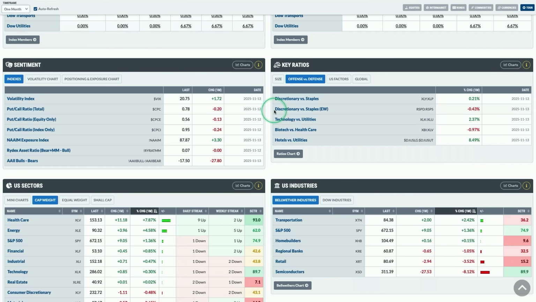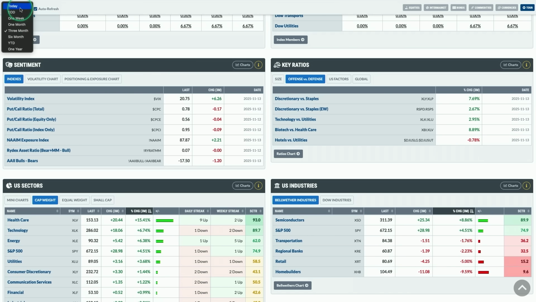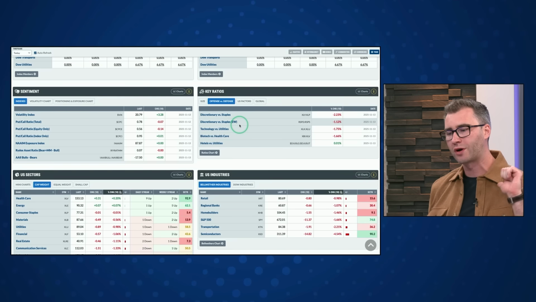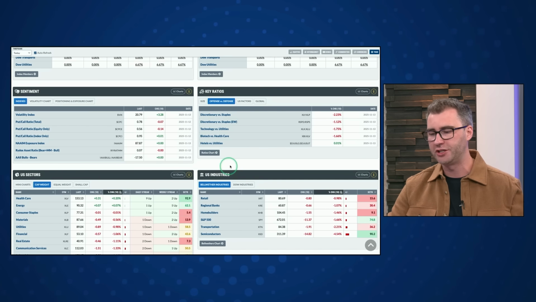So if we wanted to think about, for instance, how some of those key ratios have performed over the last 1 month, over the last 3 months, we can use that time frame menu right there. I'm keeping a close eye on these key ratios, though, to understand how this market, what's kind of the flavor, the personality, the character of this market. Again, are we more of an offensive kind of mindset, or are we starting to get a little bit more defensive? That's what these different ratios are going to tell you.